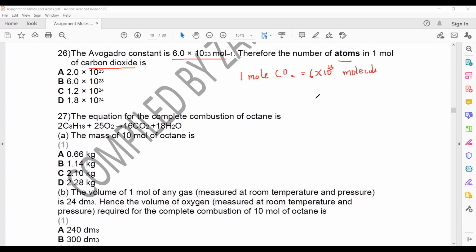And what is the relation between a carbon dioxide molecule and the atoms? It contains 1 carbon atom and 2 oxygen atoms. So the ratio between one molecule and atoms is 1:3. So if we have 6 × 10^23 molecules, how many atoms will be there? Cross multiply. So 6 multiplied by 3 is 18 × 10^23, or 1.8 × 10^24, will be the answer. Is it clear?